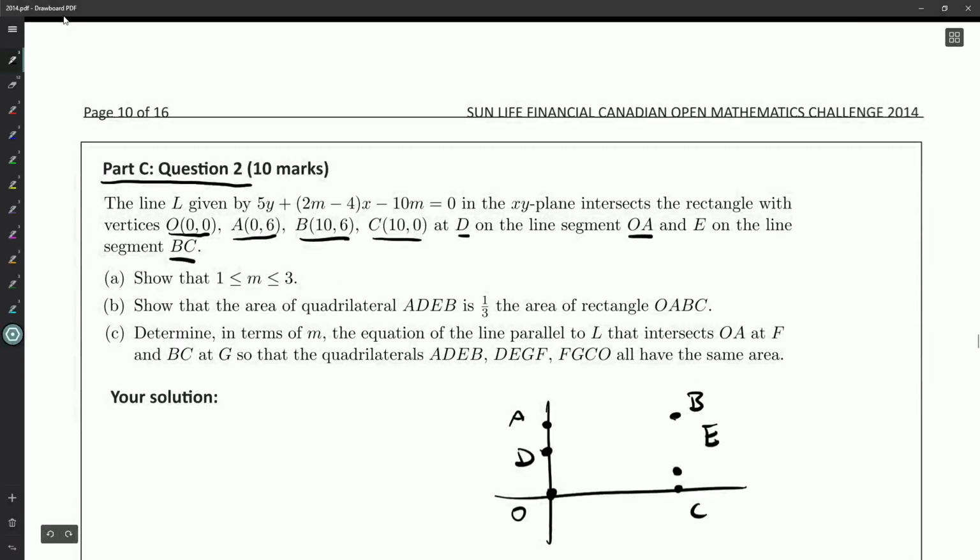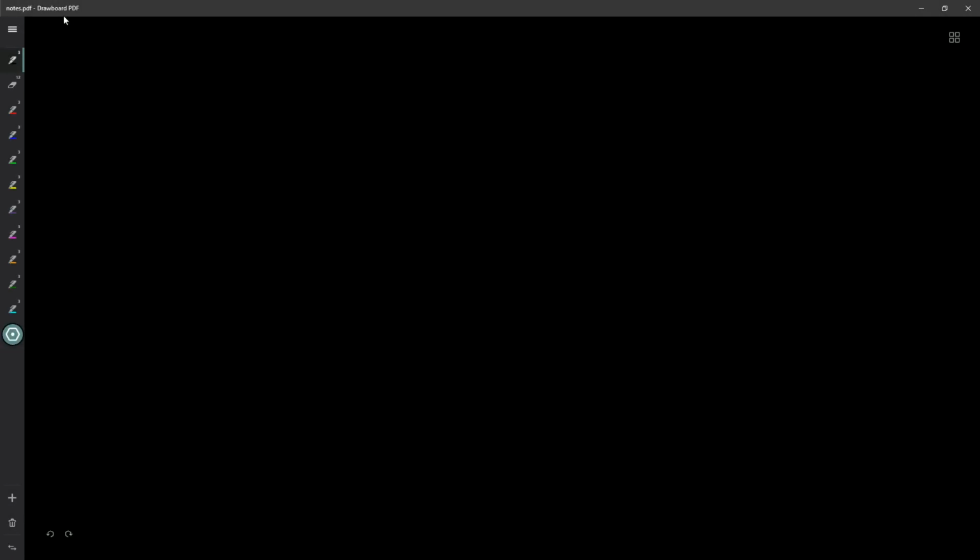Part B: show that the area of quadrilateral ADEB is one third the area of rectangle OABC. Alright, let's draw the picture here. Let's get a better y-axis than that. There we go.